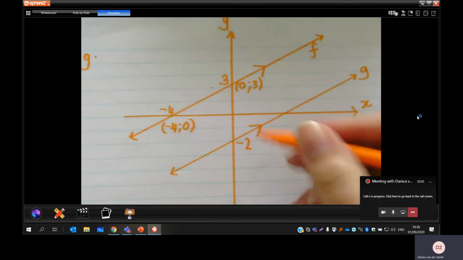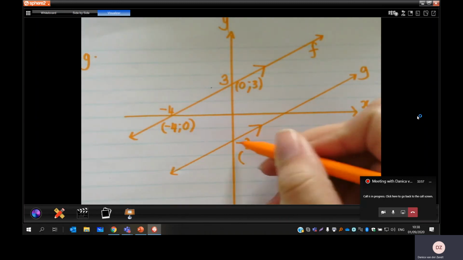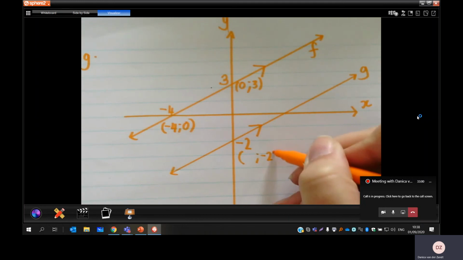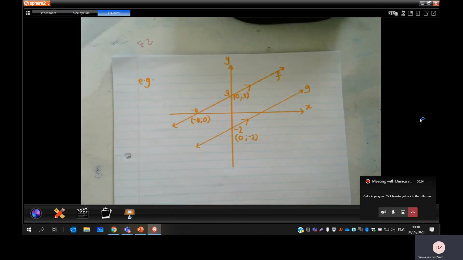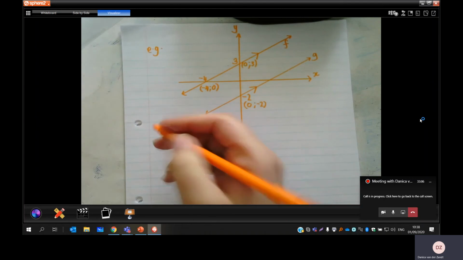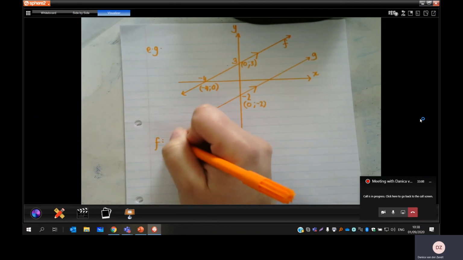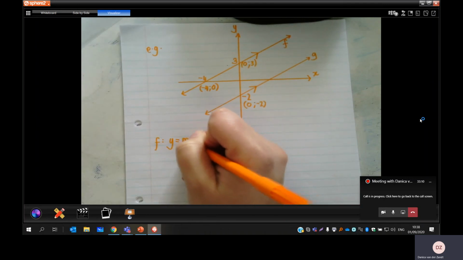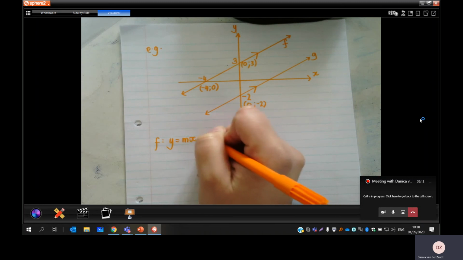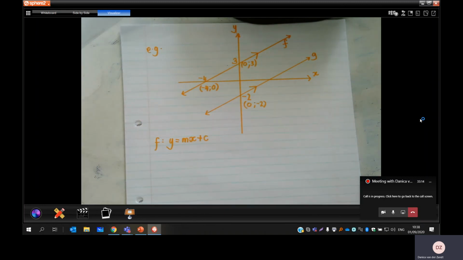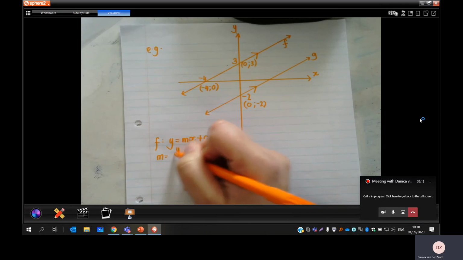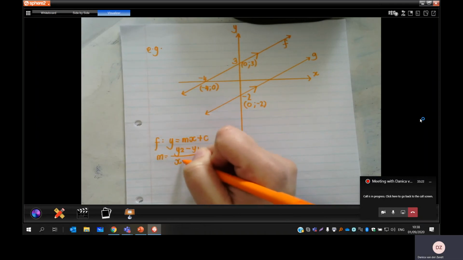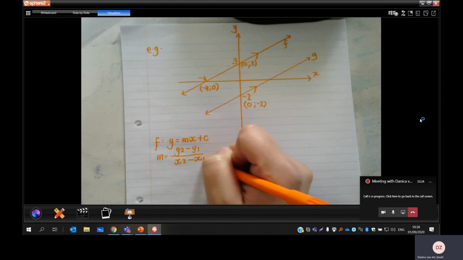And while we're at it, we may as well do this one as well. Minus 2 for the y, but 0 for the x. Okay, so my first step is trying to find f. Now, f I know is a straight line, so it will have y equals mx plus c. I can find my gradient by calculating y2 minus y1 over x2 minus x1.